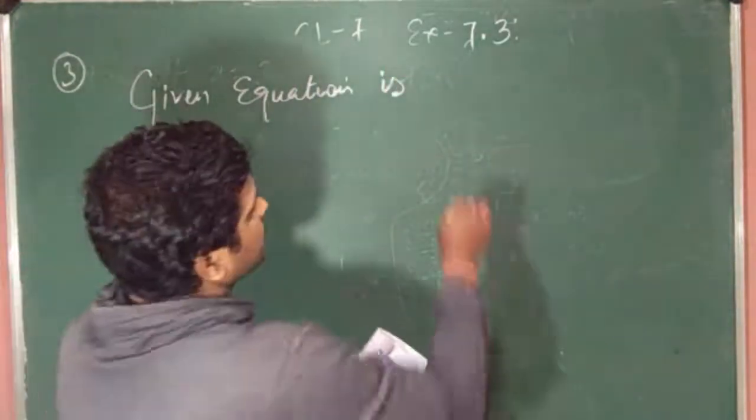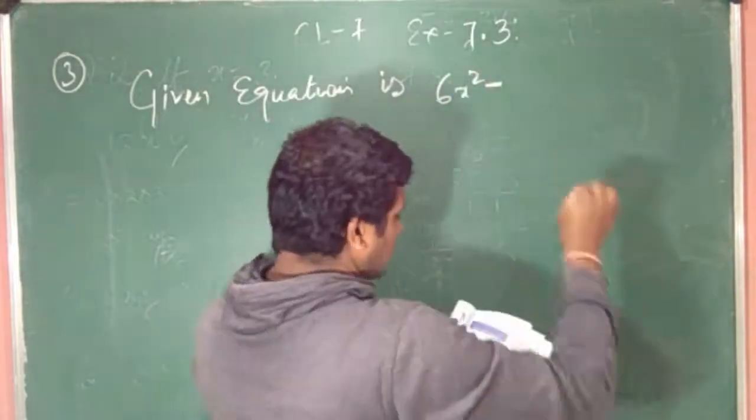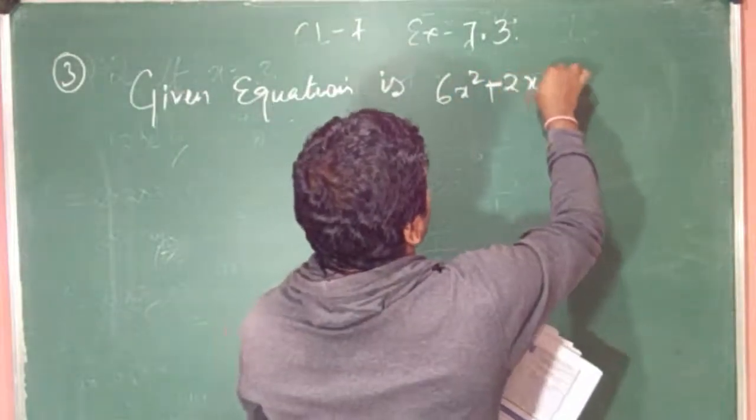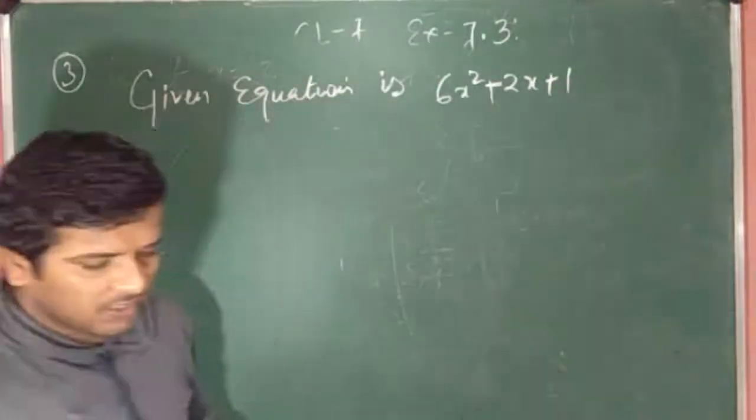Given equation is 6x square plus 2x plus 1. Given.